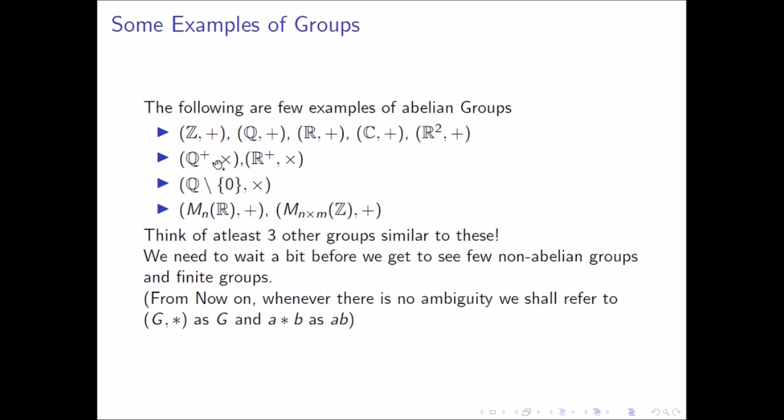Now let us look at a group which is not additive. For example, Q plus comma cross. Cross is multiplication over here, and Q plus represents all positive rational numbers. Note that multiplication is again associative, and if A and B are two elements of Q plus, then AB is also an element of Q plus, as it's both rational and positive. So now we also have 1 in Q plus. 1 is a positive rational number which satisfies that A times 1 is equal to 1 times A is equal to A for any element A in Q plus. So we also have an identity.